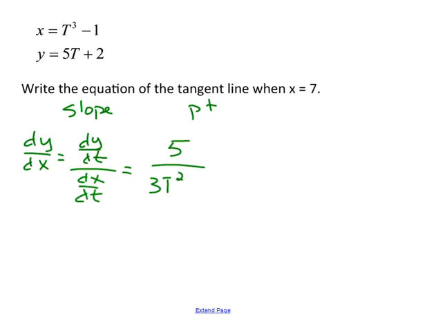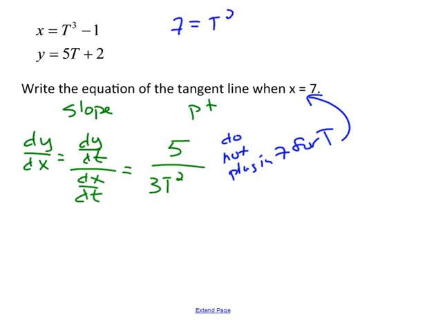And I want this when x is 7. That does not mean I am plugging in 7 for t. So do not, because 7 is for x. So I need to find my point right now so that I can find my t. So if x is 7, I'm going to go up here and say 7 is t cubed minus 1. Solve for t.